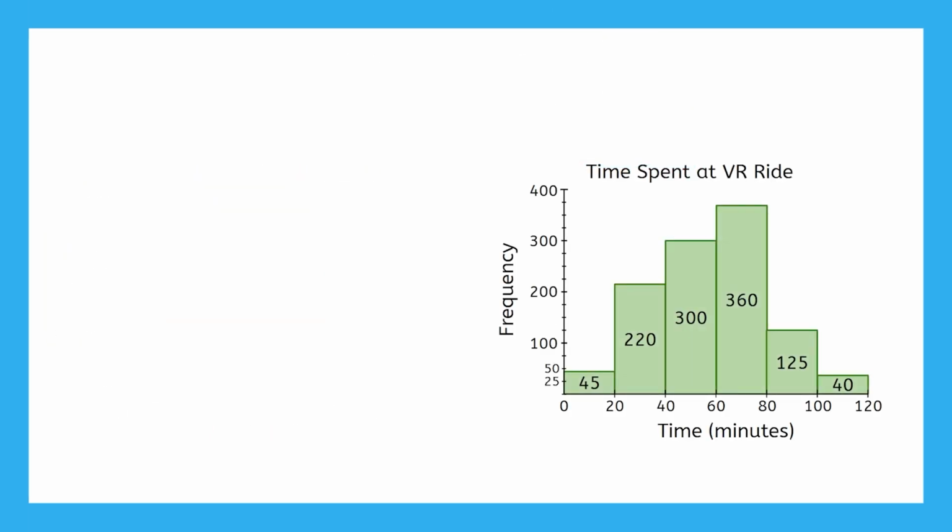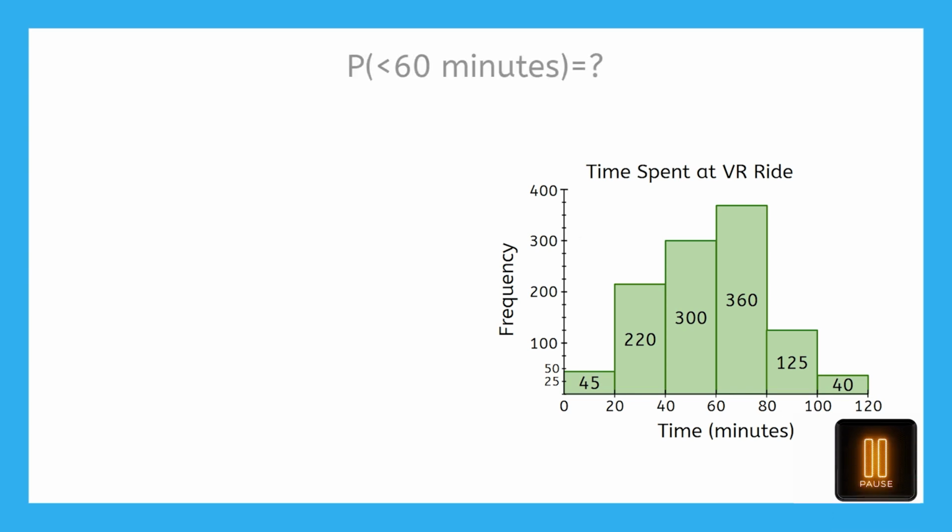What do you notice is different about the histogram for the VR ride? It already has numbers in each of the bars. Sometimes you'll see the frequencies provided like this. It's especially helpful in cases where it's difficult to tell exactly how high the bars reach on the y-axis. Now that we've practiced finding probability from a histogram once together, pause the video here and try to find P of less than 60 minutes in this histogram on your own.